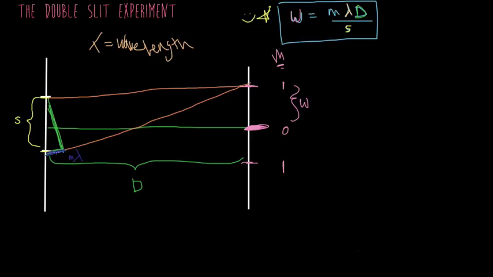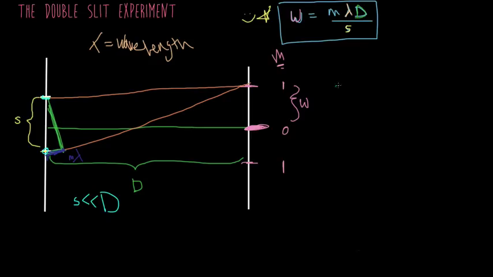So this m lambda, how do we go about getting it? Well, we have to make an assumption. And this is what I was talking about. Things might get a little confusing if you haven't done anything like this before. We have to assume that the distance between these slits is very close together compared to this distance, which means S is much, much smaller than D. And that allows us to do a couple of interesting things.